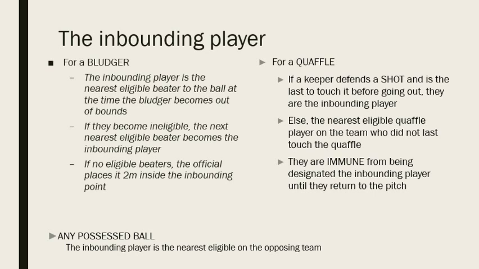But this is what I was saying before. So if they become ineligible, for example, if they get beat before they exit the pitch, the next nearest eligible beater becomes the inbounding player. If there's no one around, or you can also decline to pick up a bludger if that would be strategic to you, an official just needs to go get it and put it 2 meters inside the inbounding point. Okay, so that bit hasn't really changed. It's just got whoever the nearest beater is.